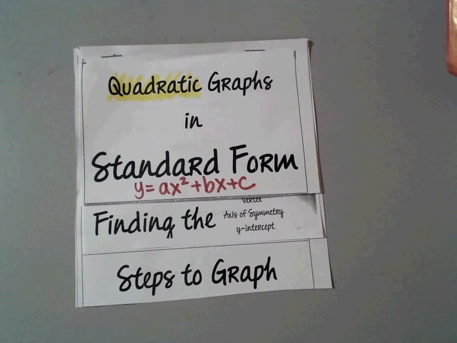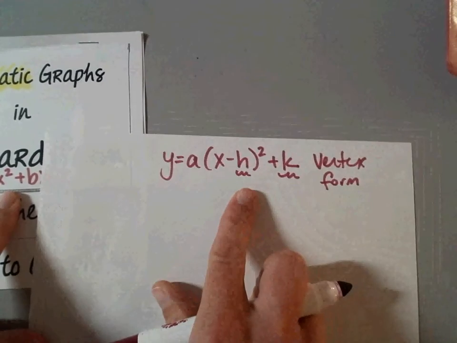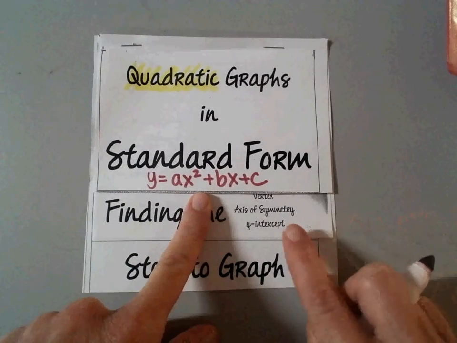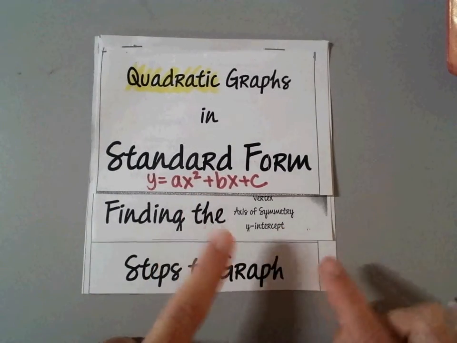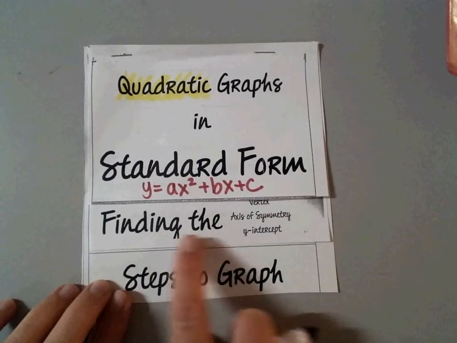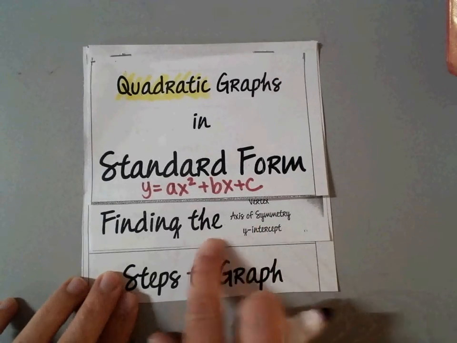All right, so that's the first thing you're going to have to decide. Is it in this form or is it in this old form that we already know? If it's in the new form, then it has different ways to find the vertex. So open this flap up, and if you notice, the flap says finding the vertex, axis of symmetry, and y-intercept. We're going to find all of that in standard form.